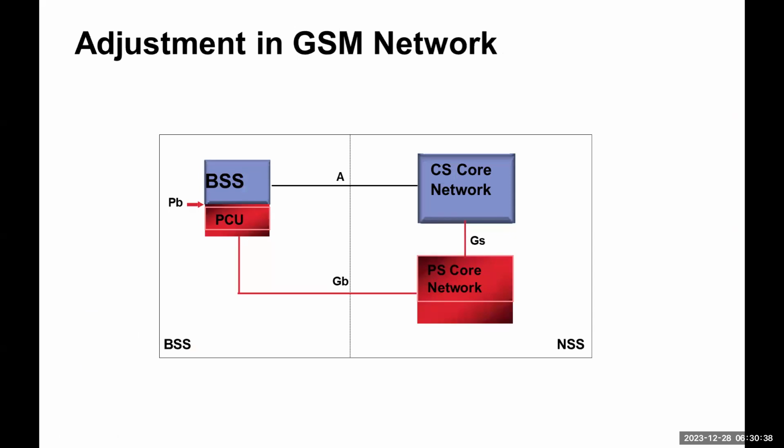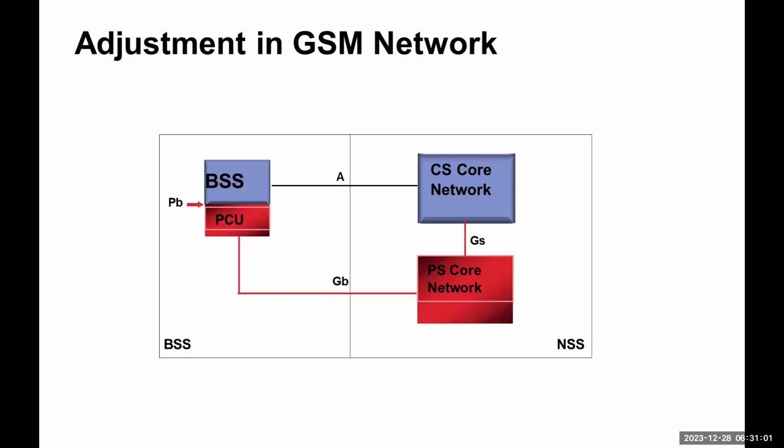Here we can see some adjustment in the GSM network architecture. We can see here the BSS radio access network part and the CS core network part. The interface between BSS and CS core network is the A interface. Sometimes the A interface is also known as backhaul.